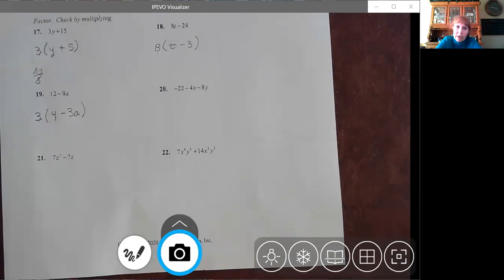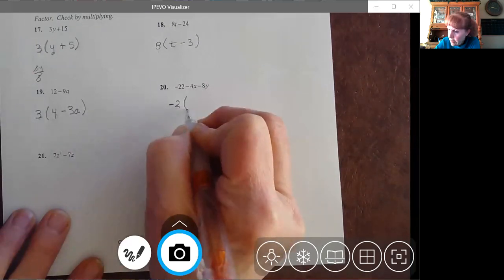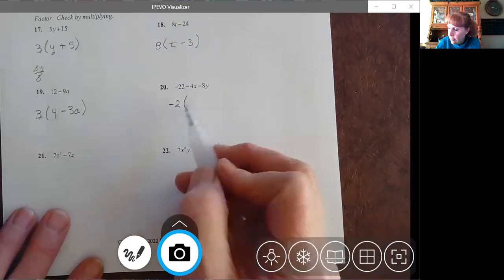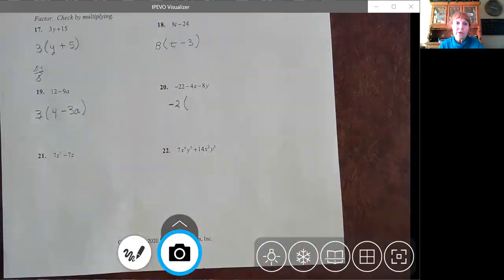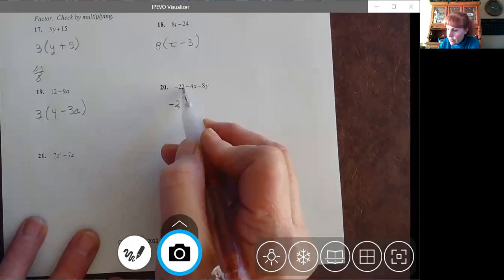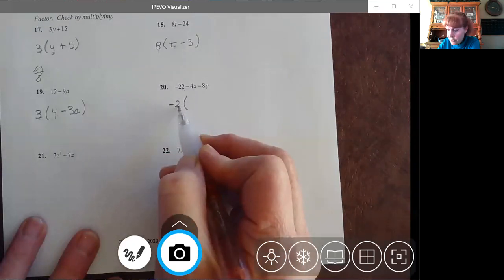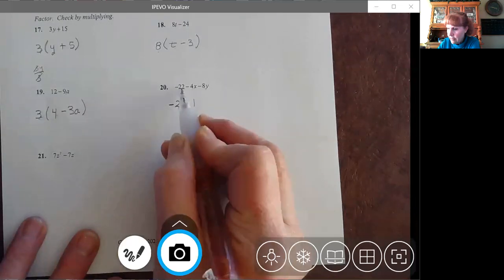So we're going to take out a 2, but because all of those are negatives, one thing that you might want to do is take out a negative 2. Because there's no variable in common, so it's just going to be that. What this does by taking out the negative is it makes what's inside easier to look at and work with. So let's go ahead and take out a negative 2. Negative 22 divided by a negative 2 is a positive 11. When I multiply them, I get that.